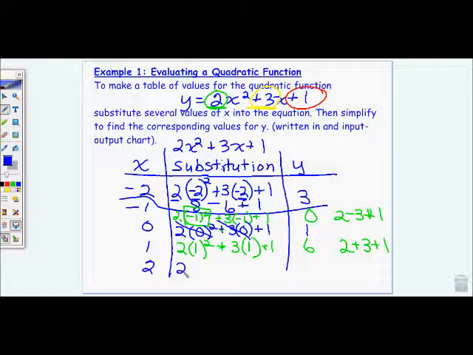And our last one, 2 times 2 squared plus 3 times 2 plus 1. Let's figure it out over here again. 2 squared is 4, times 2 is 8. 3 times 2 is 6, plus 1, and so that's a large one. We end up getting 15.